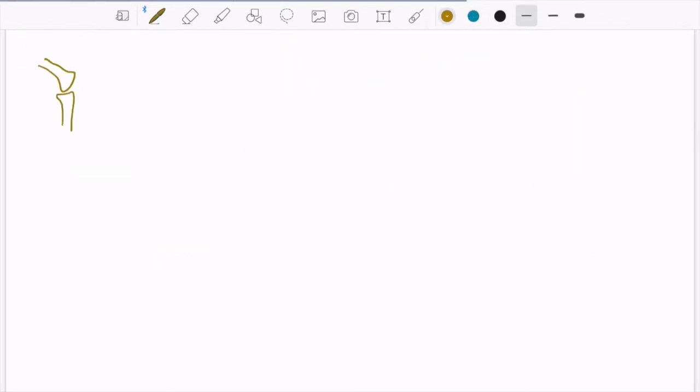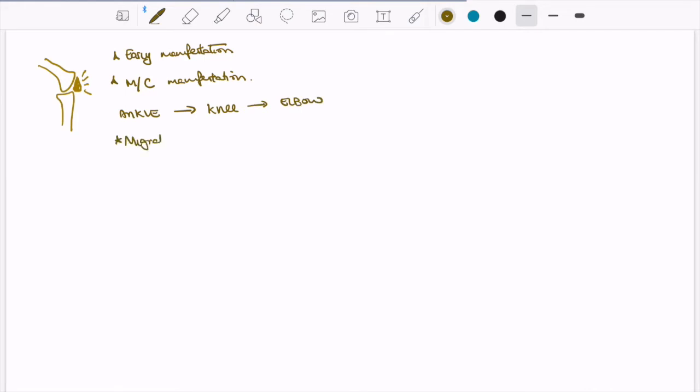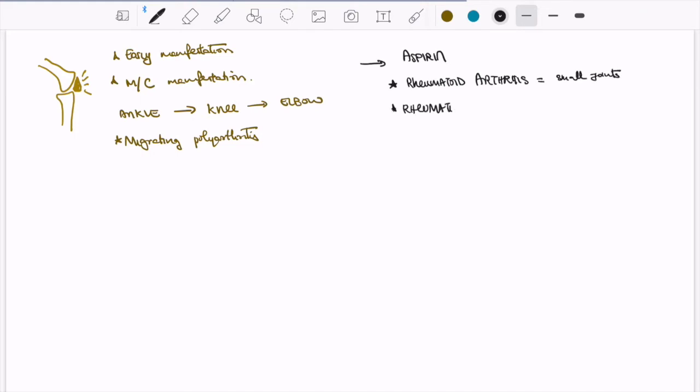The second feature is arthritis, the swelling or redness of joints. It is an early manifestation of rheumatic heart disease and is considered the most common manifestation. Arthritis is essentially swelling or redness of the joints, ankles, knees, or elbow. The arthritis jumps from one joint to another, known as migratory polyarthritis. The treatment for this is aspirin. Remember that rheumatoid arthritis involves small joints, while rheumatic arthritis involves large joints and is non-erosive.